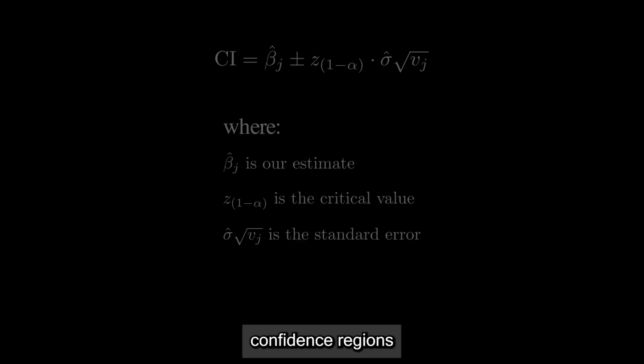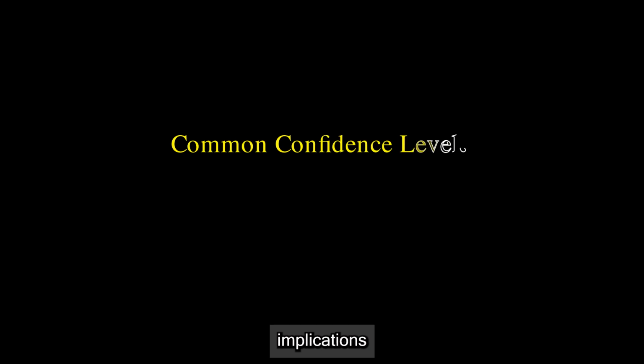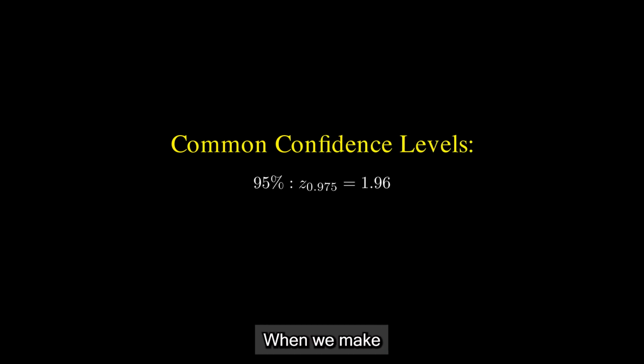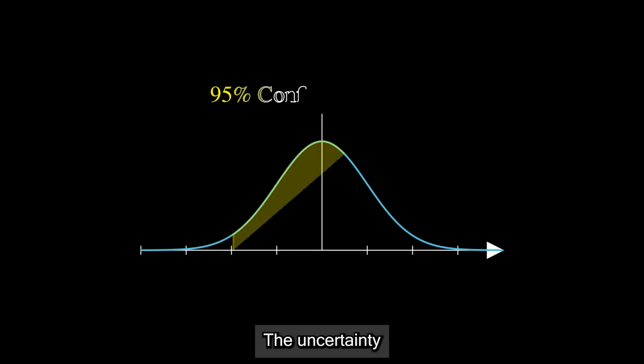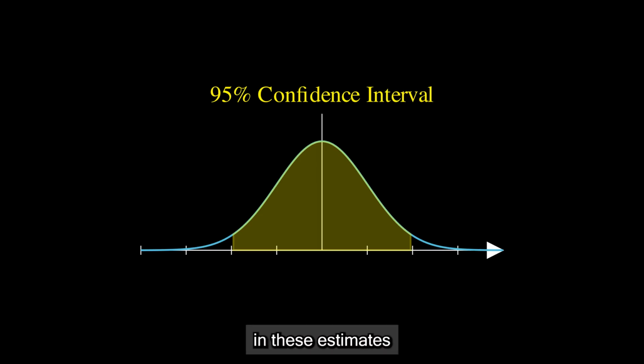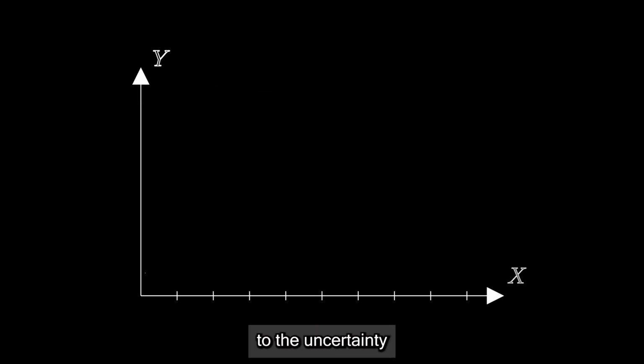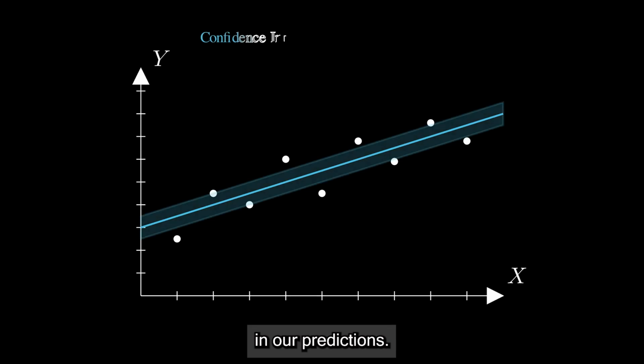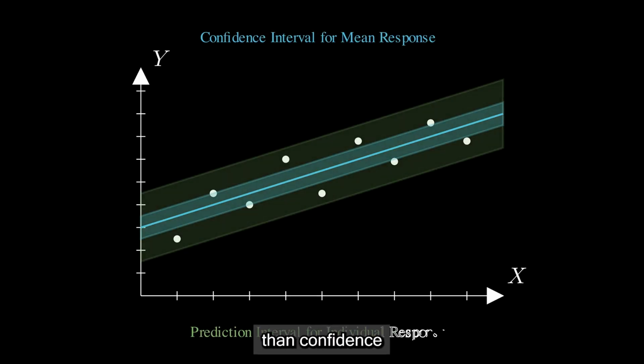So these confidence regions have practical implications for prediction. When we make a prediction, we are not just using the point estimate of our parameters. The uncertainty in these estimates contributes to the uncertainty in our predictions. This is why prediction intervals are wider than confidence intervals for the mean response.